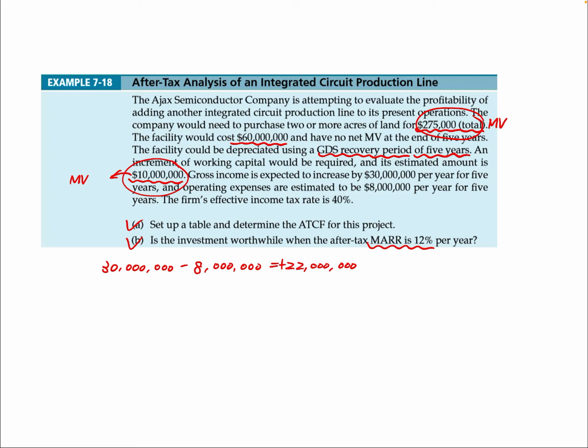And then let's talk about this after-tax cash flow problem in chapter 7. Okay, so in this problem, we have a company which is attempting to evaluate the profitability of adding another integrated circuit production line to its present operations. So the company is considering adding a new production line, a new asset. The company naturally wants to know if this is a good decision or not.